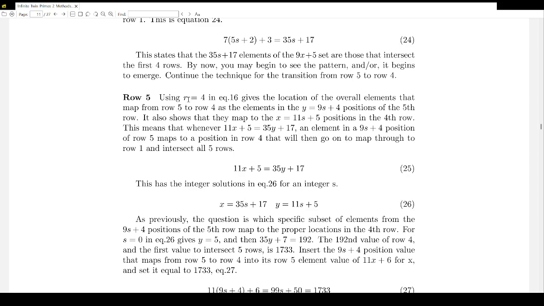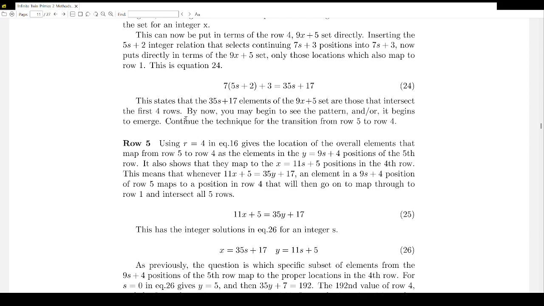Now we should start to be familiar with our pattern. We're starting with r equals 4 this time. Last time it was r equals 3. Using r equals 4 in equation 16 gives the location of the overall elements that map from 5 to 4. Same thing. You should start to be getting familiar with this. They tell us that it's the elements in the 9s plus 4 positions of the 5th row. It also shows that they map to the 11s plus 5 positions in the 4th row.